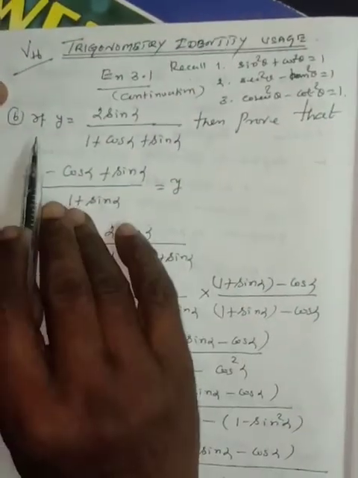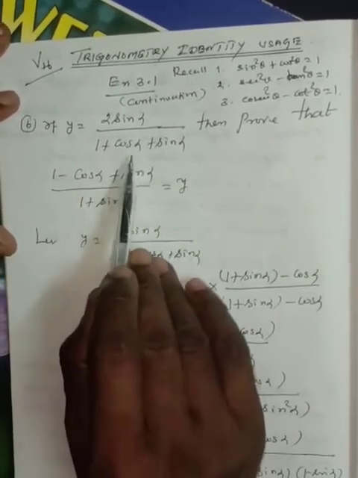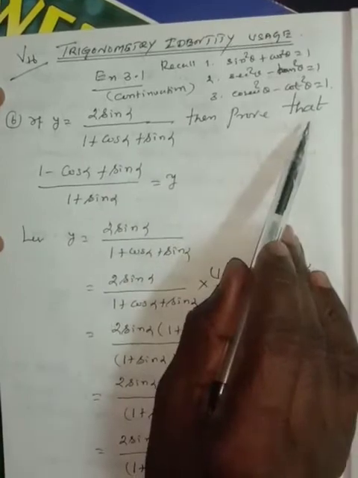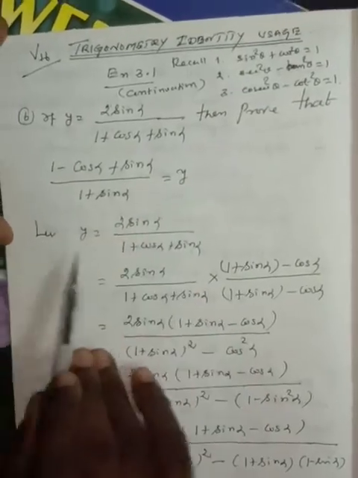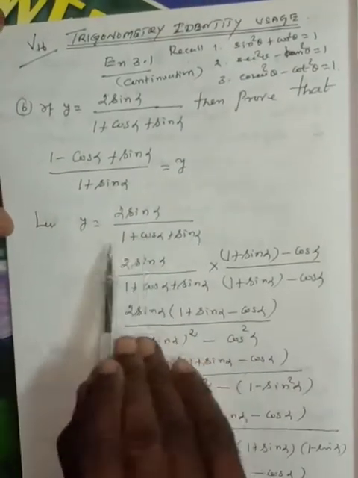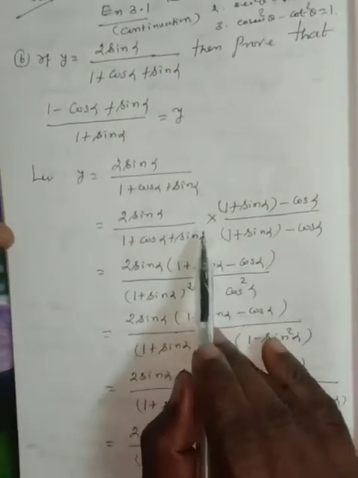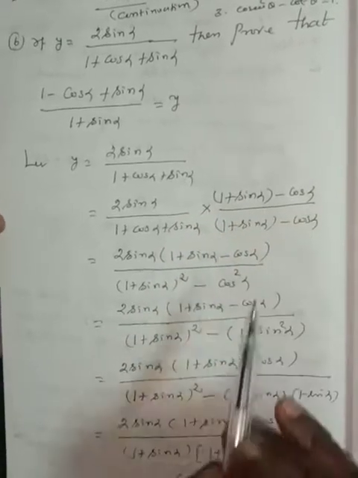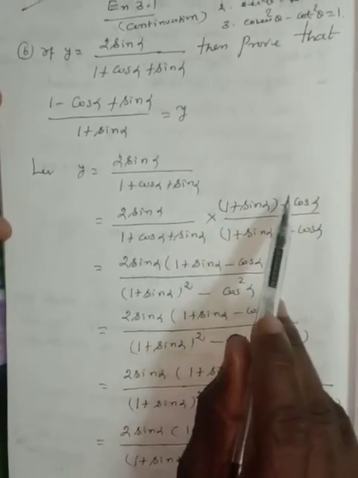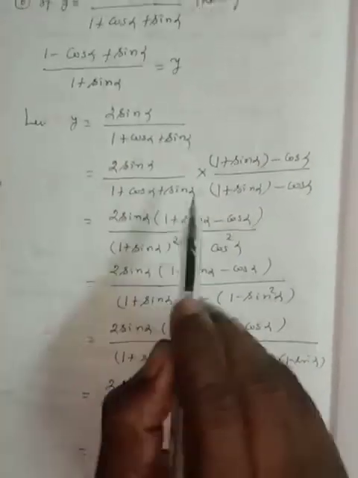Sum number 6. If y is equal to 2 sin alpha divided by 1 plus cos alpha plus sin alpha, then prove that 1 minus cos alpha plus sin alpha divided by 1 plus sin alpha is equal to y. Let y is equal to 2 sin alpha divided by 1 plus cos alpha plus sin alpha. Multiply numerator and denominator by 1 plus sin alpha minus cos alpha.